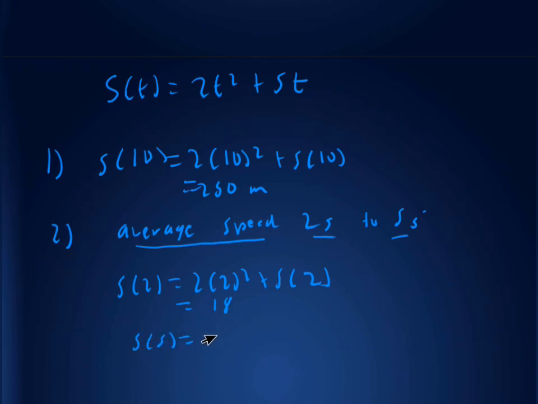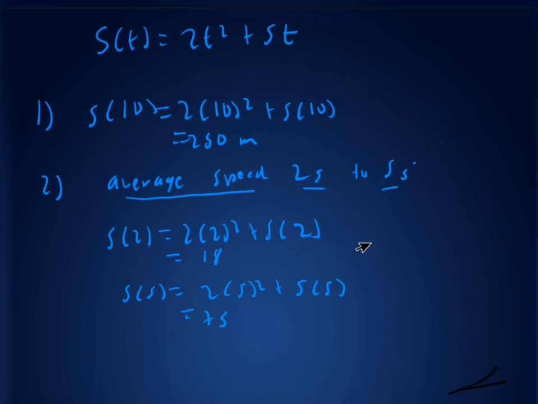So it's going to be 2 into 5 squared plus 5 into 5. Forgive my handwriting there. So it's going to be 25 times 2, which is 50, so 50 plus 25, which is 75. Notice that we've got the y values: when x is 2, y is 18, and when x is 5, y is 75, right? So finding the average speed or average velocity is just like finding the average gradient.